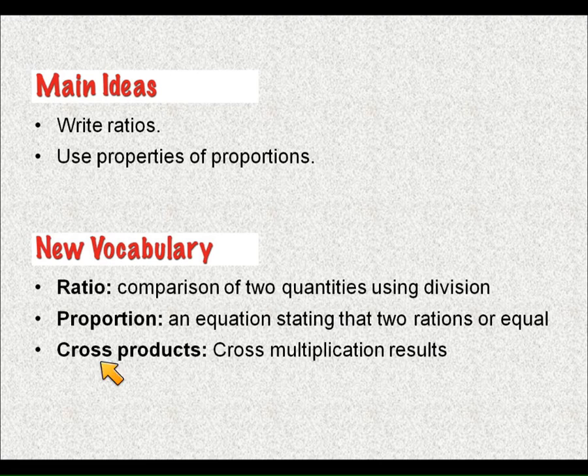So the three things we need to know from this chapter are what a ratio, proportion, and a cross product are. Okay? A ratio is just a comparison of two quantities using division. So that's a fraction. It can also be written as a colon. So 1 to 2 is a ratio. Those are both ratios: 1/2, 1 to 2.